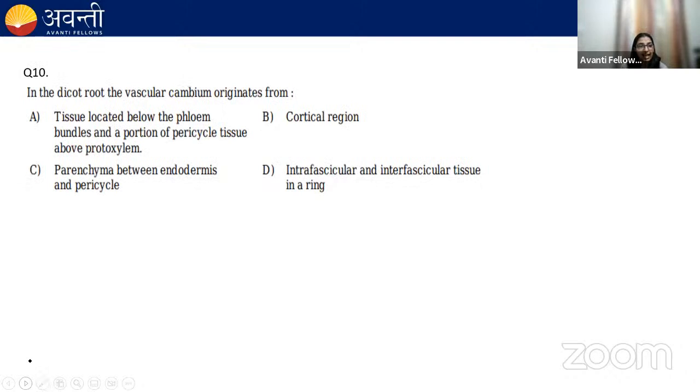Question 10 says, in the dicot root, the vascular cambium originates from: A, the tissue located below the phloem bundles and a portion of pericycle tissue above protoxylem. B is cortical region. C is parenchyma between the endodermis and pericycle. D is intrafascicular and interfascicular tissue in a ring. They're asking about the dicot root.